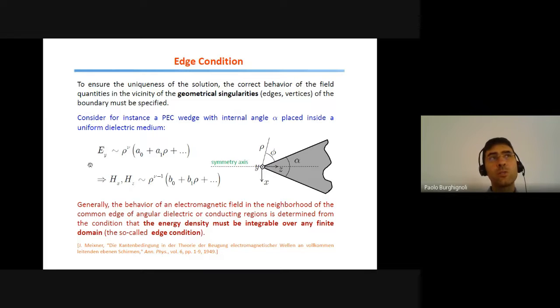If you use Maxwell equations to derive the magnetic field, you will find that the magnetic field has a dominant component in its power series that goes with a different exponent. The exponent is nu minus 1. Now, the point is that to have uniqueness of our problem, we have to enforce that the energy density is integrable in the vicinity of the edge, so that the stored energy in any neighborhood of the edge remains finite. This is the so-called edge condition, and it was formulated clearly for the first time by Joseph Meixner at the end of the 40s of the 20th century, as you can see in the reference below.